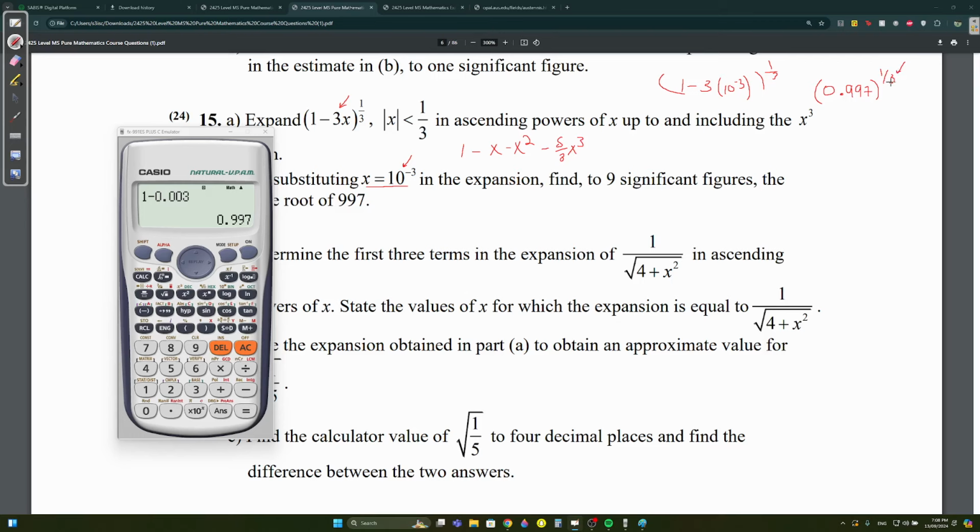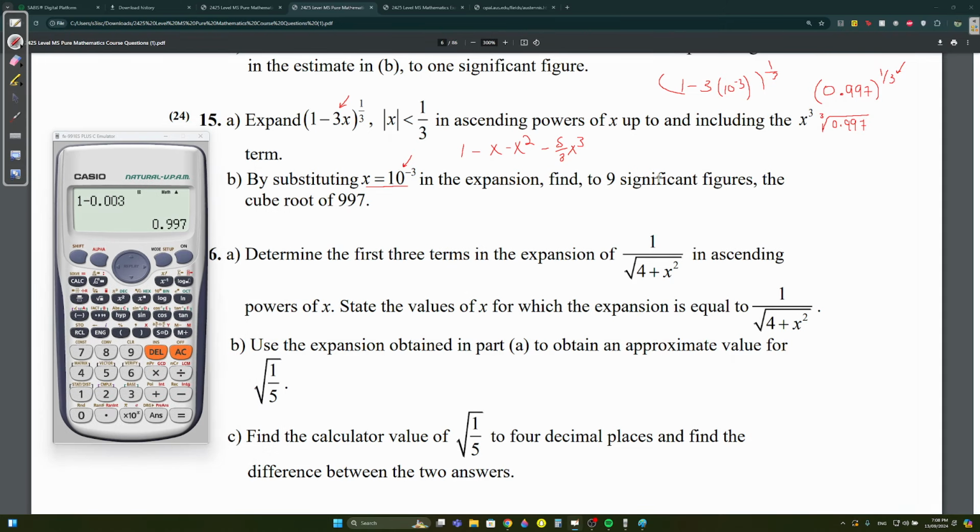This is the same thing. Power 1 over 3 is the same thing as cube root of 0.997, right? The denominator is your index and the numerator is the power inside the radical. Okay, what do they want? The cube root of 997. Is this 997? No. What do we have to do? If you said multiply by 1000, that's completely wrong, because if you multiply by 1000, it's going to be 1000 cube root of 0.997, right? Is this the same as cube root of 997? No. We have to multiply by the cube root of 1000.